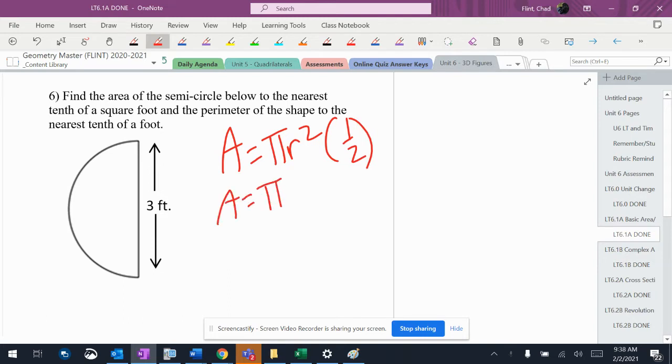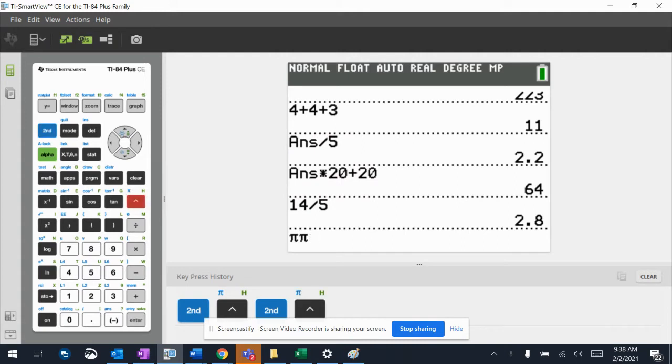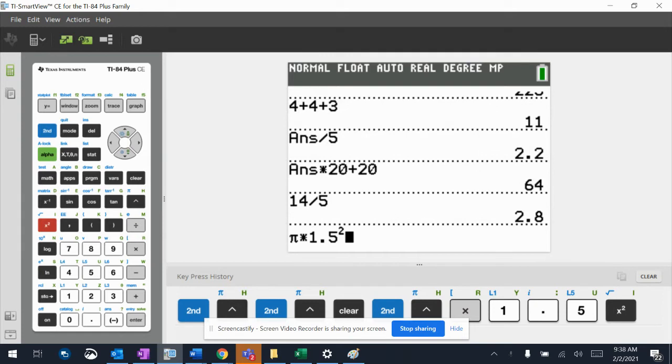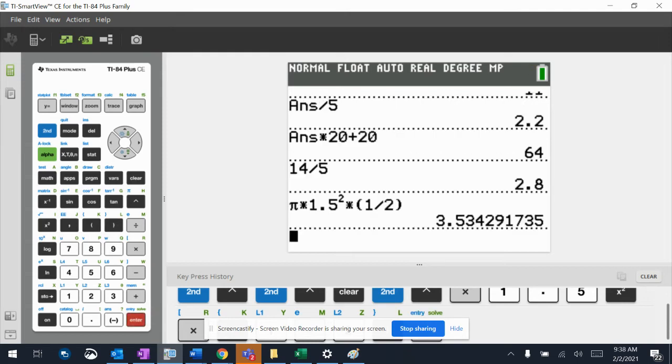So area is pi. This is clearly the diameter, so 3 divided by 2 is 1.5. That's the radius. So pi times 1.5 squared times a half. I'm just going to put that all right into the calculator. So pi times 1.5 squared times, I'm going to be lazy, 1/2. I don't want to put the fraction button. Make sure you put the 1/2 in parentheses if you're going to do it like that. I enter, it gives me 3.534.